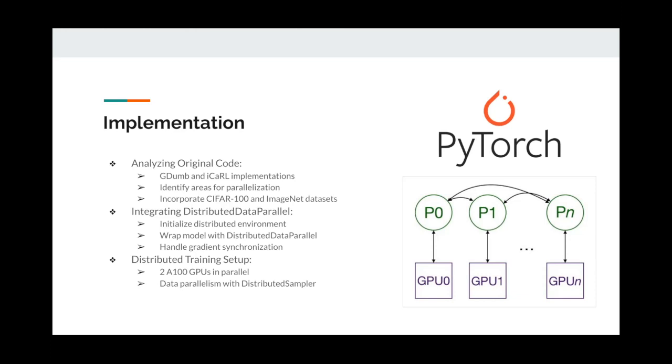I also integrated the distribution using PyTorch, and this was all done in Python. I initialized the distributed environment within the training script. I wrapped the model with DistributedDataParallel. This automatically splits the workload and sends it to 2 different GPUs, and it handles gradient synchronization so that the GPUs are communicating. And then for the distributed training setup, as I mentioned, 2 A100 GPUs in parallel, with data parallelism handled with the DistributedSampler, also in PyTorch.